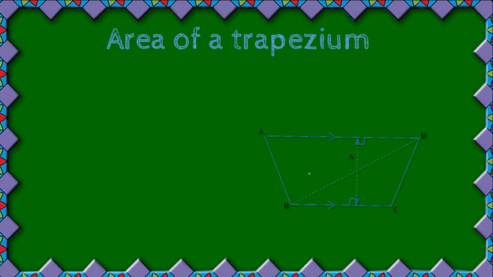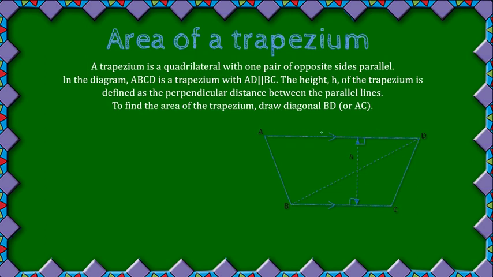Then for a trapezium. A trapezium is a quadrilateral with one pair of opposite sides parallel. In the diagram, ABCD is a trapezium with AD parallel to BC. The height h of the trapezium is defined as the perpendicular distance between the parallel lines. To find the area of the trapezium, if you have a trapezium, you draw a diagonal and divide it into two triangles. So now that we have the formula for the area of a triangle, we can use that to determine the general formula for a trapezium.